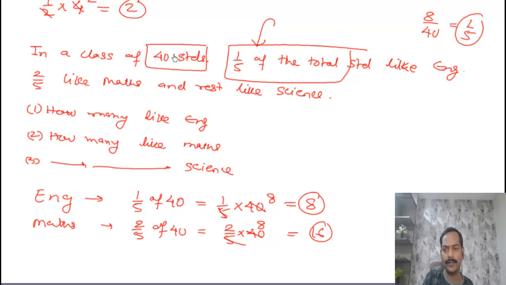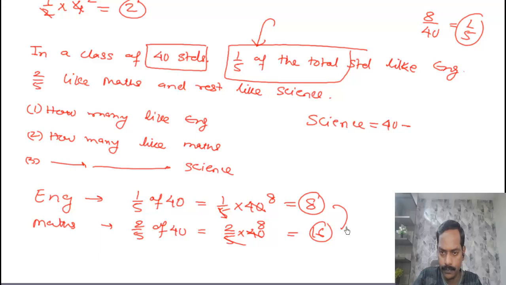For science, what we can do is that the total is 40. There are only 3 categories: one is English, one is maths, and the other is science. So for science alone, it should be 40 minus the sum of these two. Correct? The sum of these two is 24. So we come out to be 36. Sorry, not 36. It should be 24. So it should be 16 itself, right? 16. So there are 16 students who like science. So this is how the operator "of" is used in a word problem wherever fractions appear.